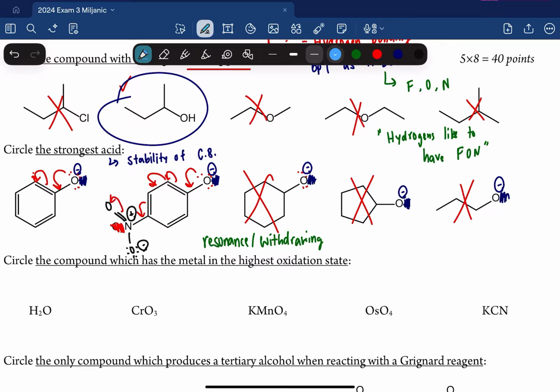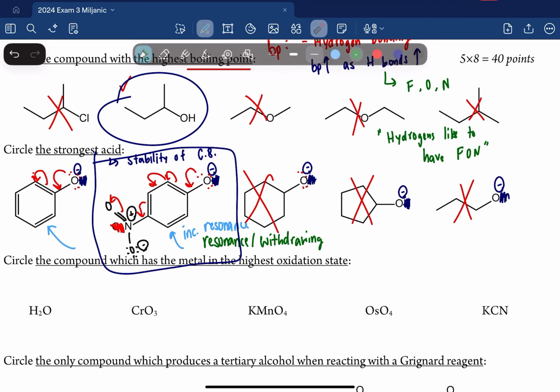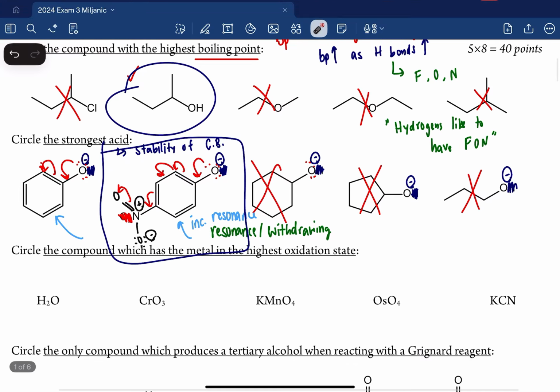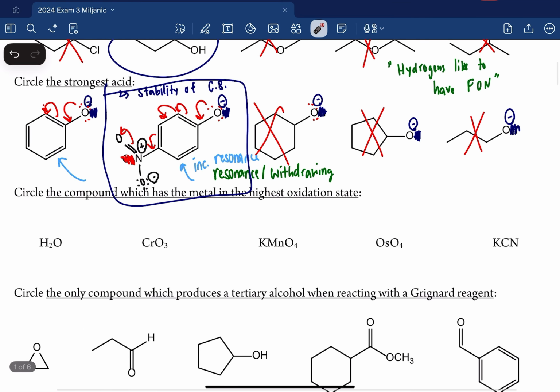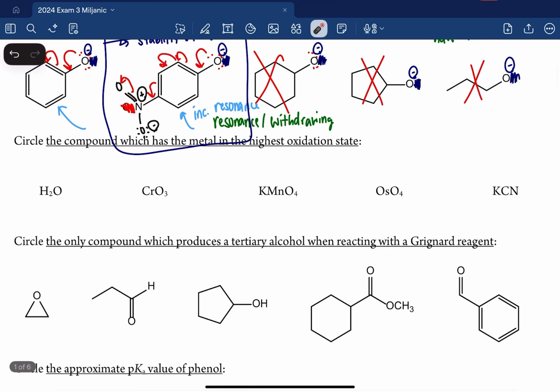So all that to say, this structure here has increased resonance relative to this one. So that's why the most acidic is going to be this structure right here. And that's simply due to its resonance. So just be comfortable with the idea that you can resonate into this ring and then you can also resonate out.